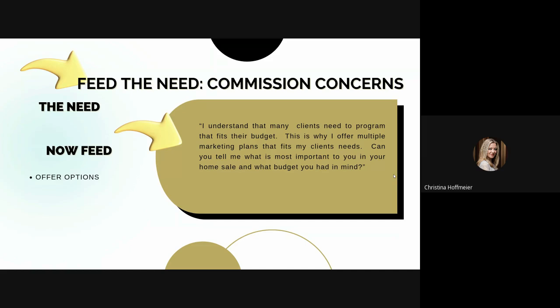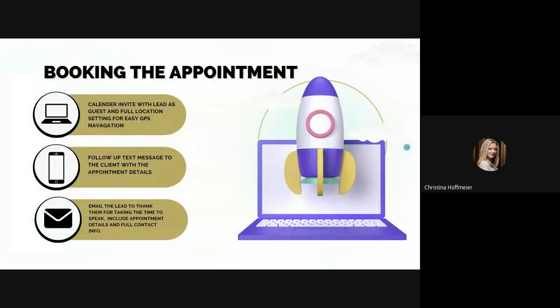So get to the need first, ask them what their marketing budget is, and then you can start building your marketing plan and the commission that you're charging based around what they want, not what you want, what they want. And this is going to be really, really important with these sold.com leads, especially ones that have commission in mind.